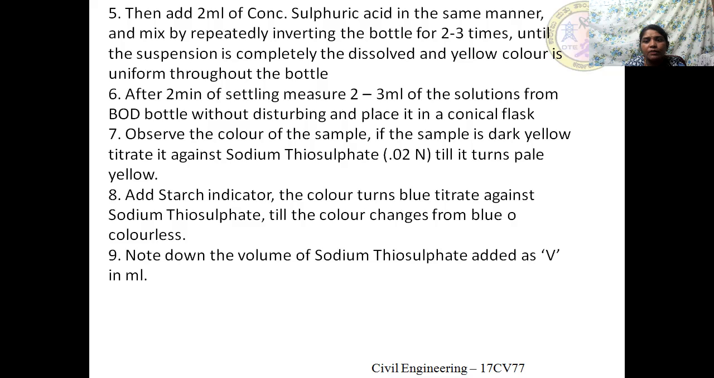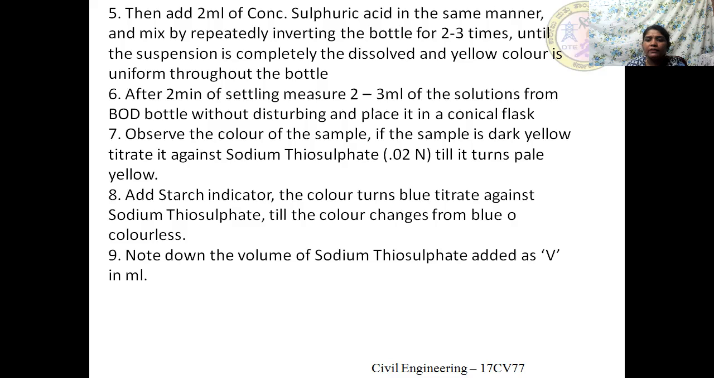You're going to note down the initial burette reading. You're going to titrate from dark yellow to pale yellow. You're not going to note down the intermediate reading. Once the sample is pale yellow, you're going to add starch indicator. The sample turns blue. You're going to proceed with the titration. You continue titrating till the blue color vanishes and you have a colorless solution. You note down the volume of titrant added, the final burette reading.